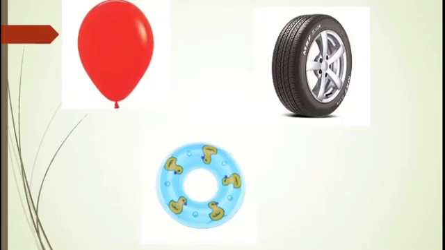Here are some things which show that air takes up space. For example, a balloon, a swimming tube, and a car tire. All these things are inflated because of air, which shows that air occupies space.